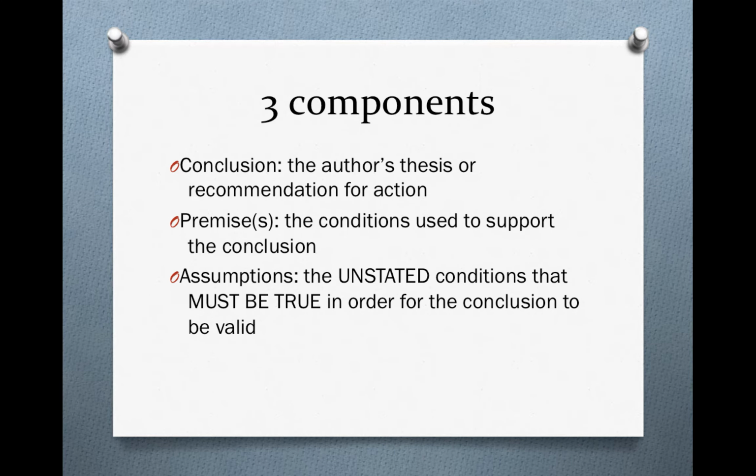Okay, these are the three components: the conclusion, the premise or premises, and the assumption or assumptions. The conclusion is basically what the author or writer of the argument is saying should happen. We also sometimes call that the thesis. So it's the conclusion or the recommendation for action. The premises are the things that support the conclusion. We'll talk about that in the next slide. The assumptions are unstated conditions that must be true in order for the conclusion to be valid.